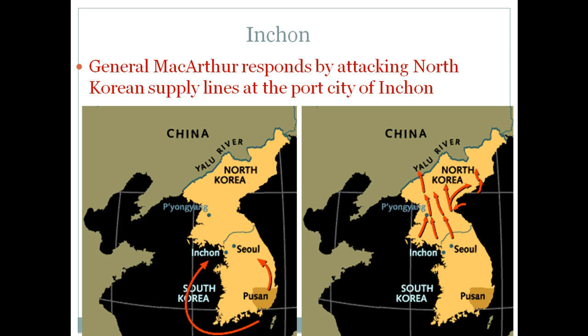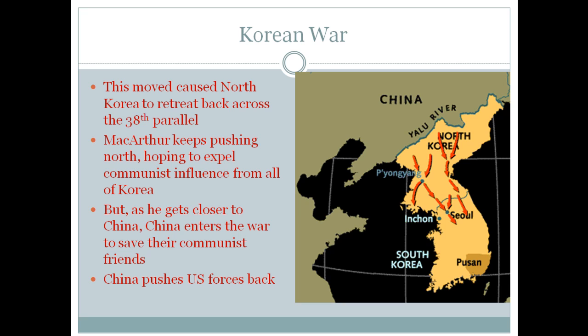If you remember, General MacArthur is hanging out in Asia, and after he went into Japan to help them establish a new government, set up a constitution, he responds to this situation by attacking North Korean supply lines at the port city of Incheon. And you can see Incheon there is on the west coast of South Korea, just below the 38th parallel. The attack by the Americans caused North Korea to retreat back across the 38th parallel. So it was quite successful in gaining back territory for South Korea.